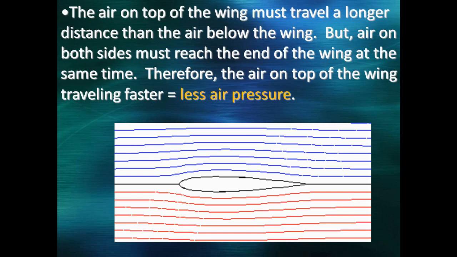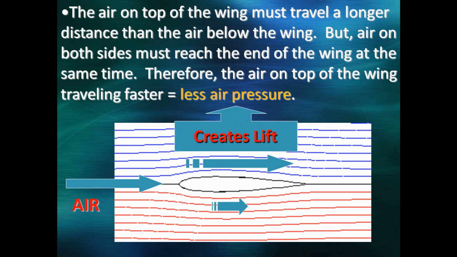So in words, the air on top of the wing must travel a longer distance than the air below the wing, but air on both sides must reach the end of the wing at the same time, and therefore the air on top of the wing is traveling faster, equals less pressure, causes the lift. Air hits it. We got slow air on bottom, fast air on top. Creates lift because of the pressure differences on each side of the wing.